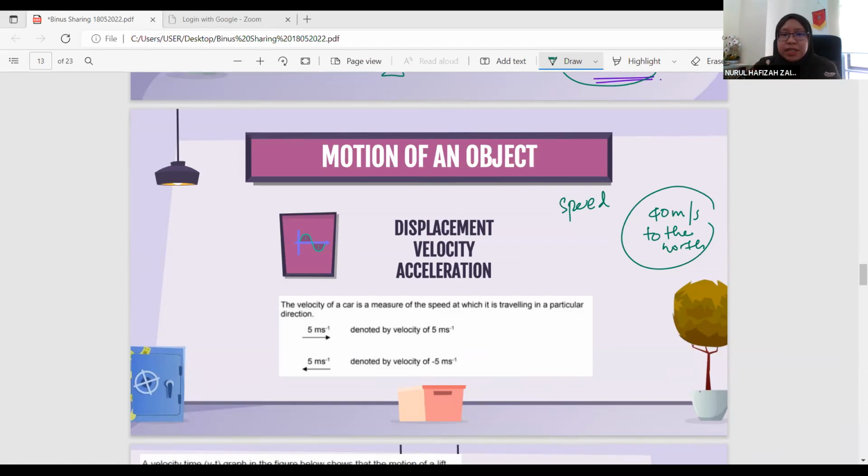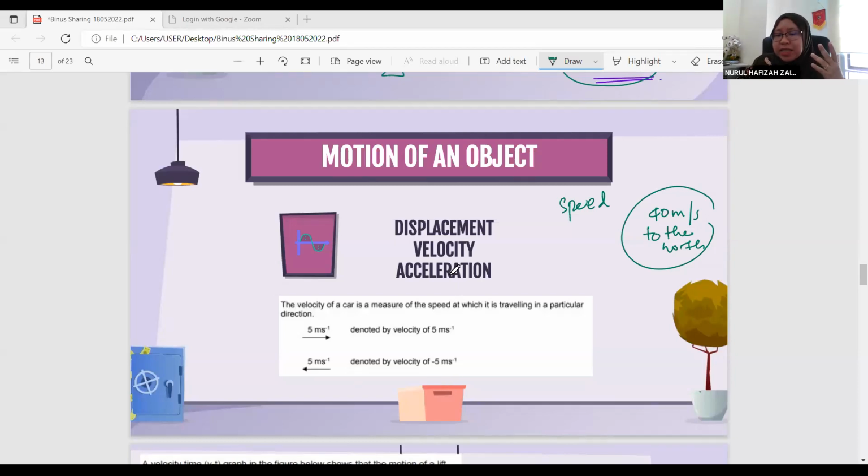Okay, the same goes with velocity. The velocity of a car is a measure of the speed at which it is traveling in a particular direction. If it is moving to the right, it is +5. If it is moving to the left, it is -5. So indirectly, it shows the direction, but we always see -5 as a scalar, just a number. We don't realize that -5 actually means the magnitude is 5 and the direction is on the opposite side.